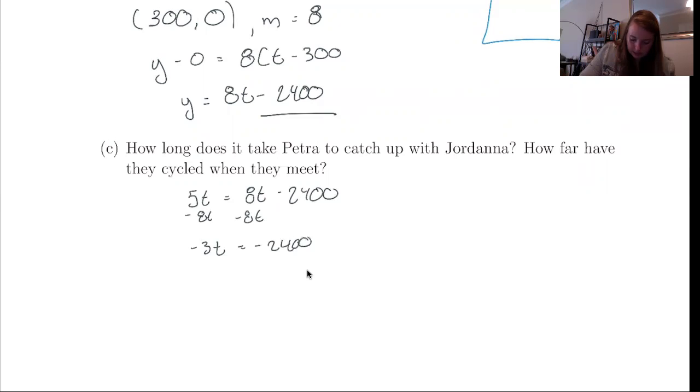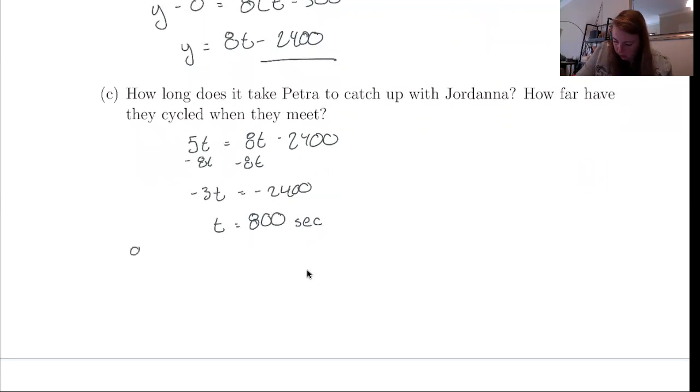divided by, I think it's gonna be 800. I just want to make sure. Yep. So t is going to equal 800 seconds. And if you wanted to, you could answer in minutes. Divided by 60 seconds per minute, which is going to give me 13.33 minutes. All right. So both of those are correct.